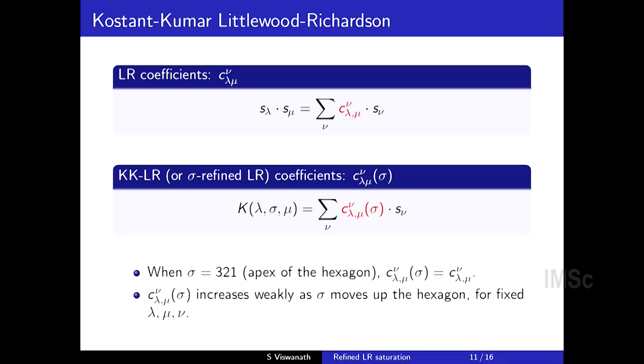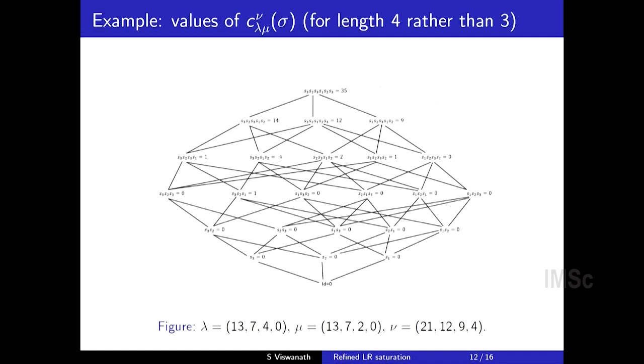And when sigma is 3, 2, 1, when sigma is the permutation corresponding to the apex of the hexagon, you get back the actual number. This is the full number C lambda mu nu. Okay, but in some sense we have 6 different refinements of that one single number of the Littlewood Richardson. Okay, here's another important thing. This guy increases as you move up the hexagon. So it's an interesting way of taking that one number that you wanted, the Littlewood Richardson coefficient, and distributing it along the vertices of a hexagon. So let me show you how the picture looks.